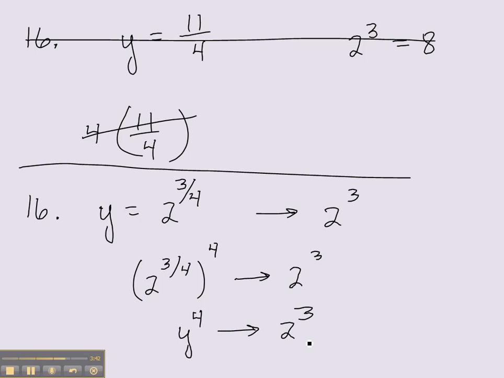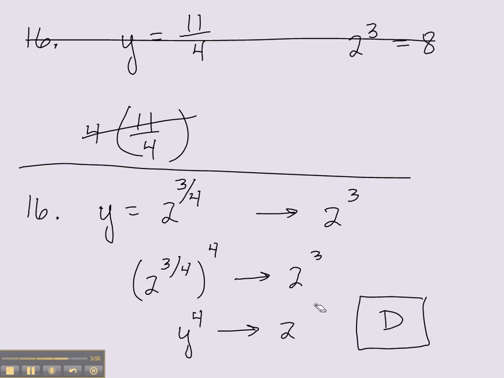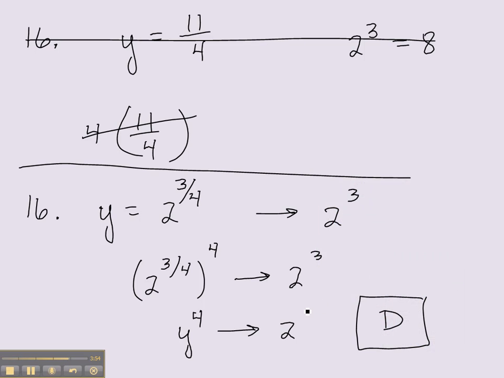That's the only way I can find this problem working out. 2 3/4 just doesn't, there's no way to get an answer choice that makes sense. So I'm going to assume they meant to write 2 to the 3/4 power, and we'll work it this way.